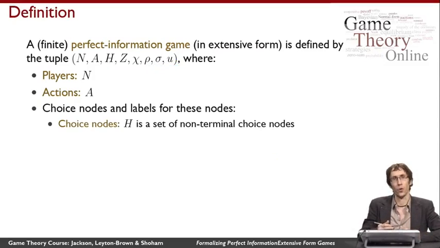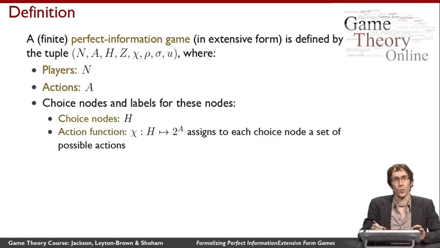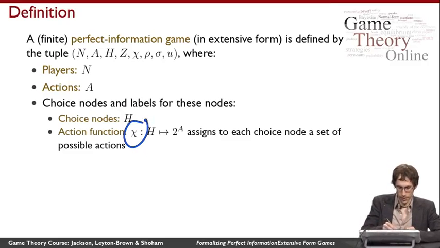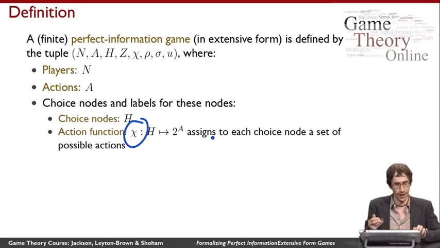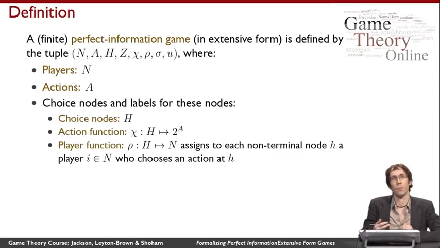We'll start with a set of choice nodes. So these are going to be the nodes in the tree where players take an action, where something happens. And we're going to call that set of choice nodes H. Now, to make the choice nodes work, we need to assign to a choice node all of the different actions that can be taken in that choice node. So we have a function called the action function chi, which assigns to each choice node which actions are available to a player in that choice node. And we also have a player function. And the player function tells us for every choice node who it is that gets to make the choice in that node.